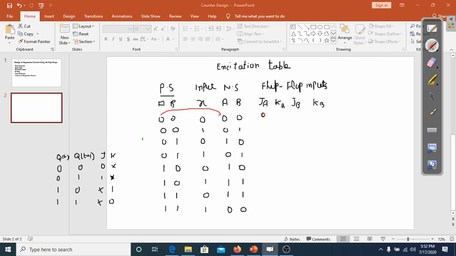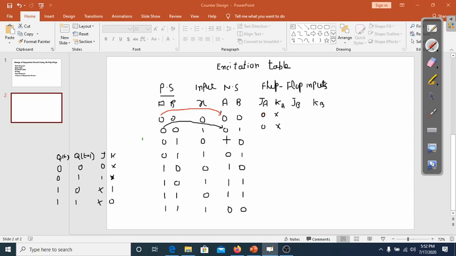J is 0, K is don't care. In the next case, you see here, this is 0, present state is 0, next state is also 0. In this case, JA is 0, K is don't care. Now again, you see here, when the present state is 0, next state is 1.